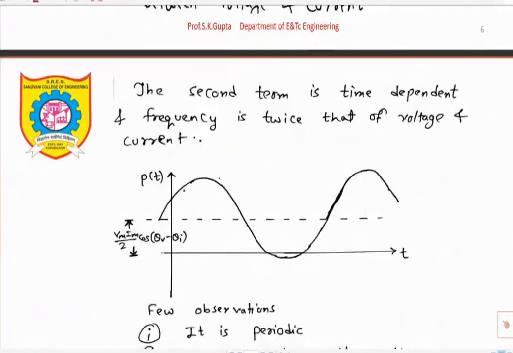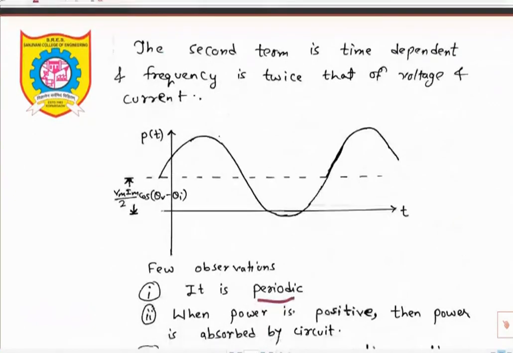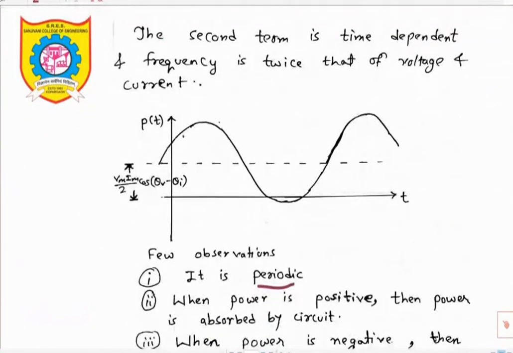Then you can see there it is having repetition. That means it is periodic. Then second thing, the power is positive because it is on the upper side. Here it is 0. Upper side is positive, lower side is negative. So power is positive. Then we say that the circuit is absorbing the power. When power is positive, then power is absorbed by the circuit.